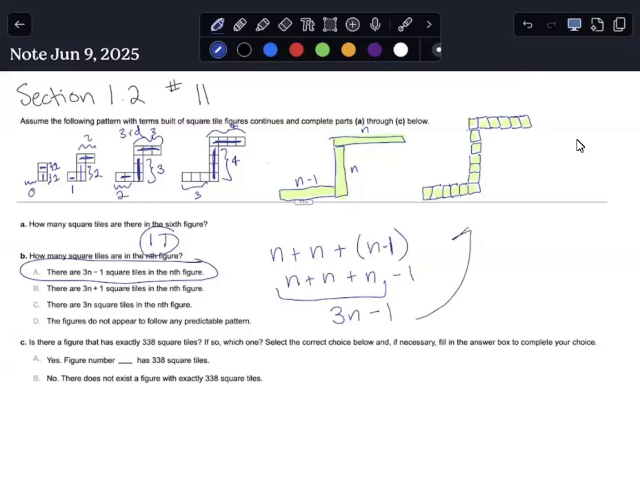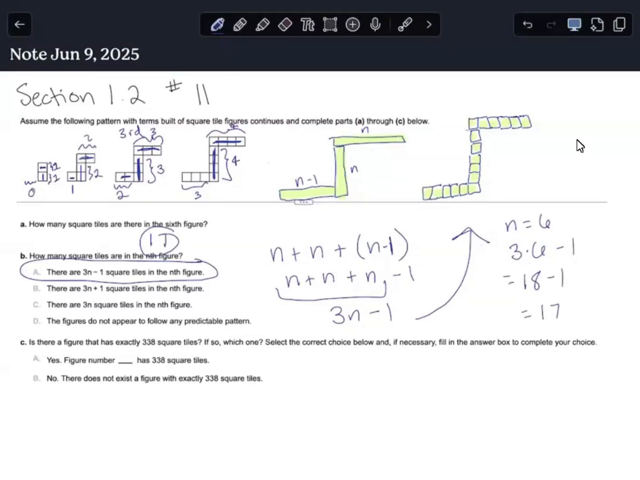And we can double check our answer with the first question by putting in 6 for n. And that would give me 3 times 6 minus 1. That's 18 minus 1. That's 17.